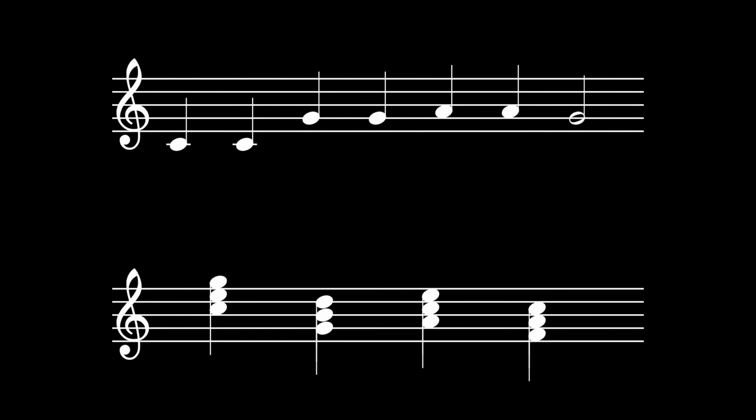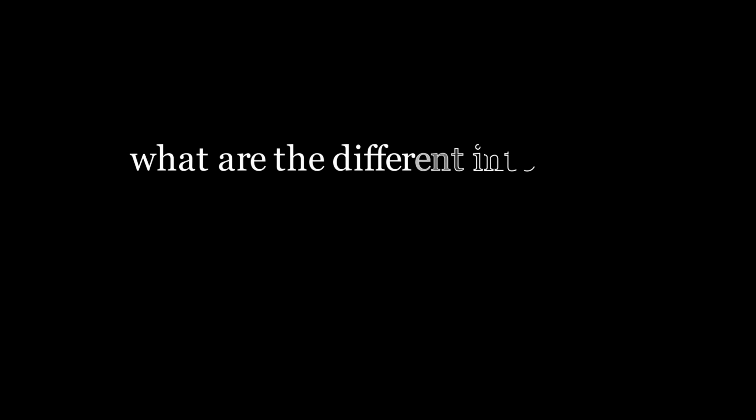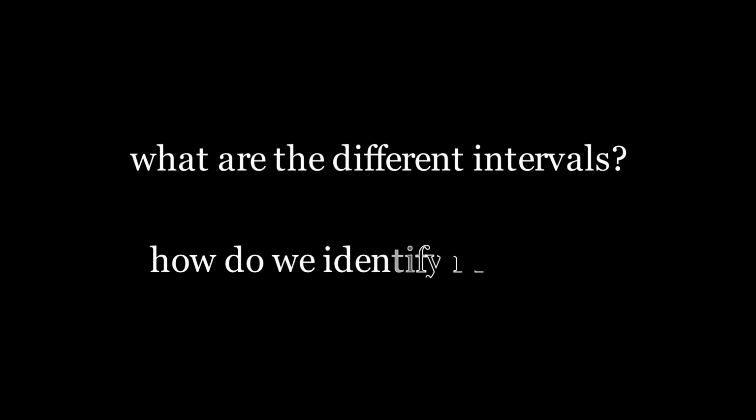In fact, the two types of intervals are melodic intervals, where the notes are played one after the other, and harmonic intervals, where the two notes are played simultaneously. Having a thorough grasp of intervals allows us to better understand music and can ultimately make us become better composers. So, what are the different intervals then, and how do we identify them?